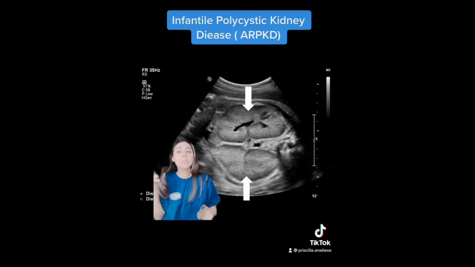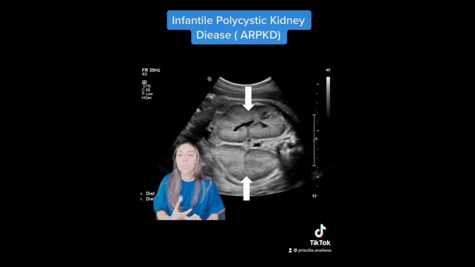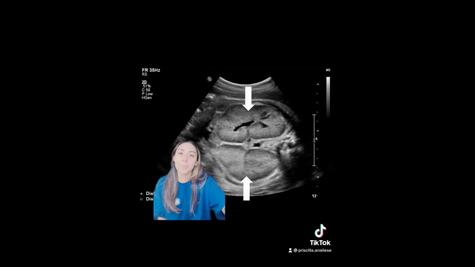Sonographically, we should be seeing dilated collecting tubules and individual cysts. The kidneys are going to be massively enlarged. The abdominal circumference is going to be thrown off, so it's not going to match the gestational age. We're going to see increased renal echogenicity and possibly oligohydramnios, and lastly, a small or absent bladder.